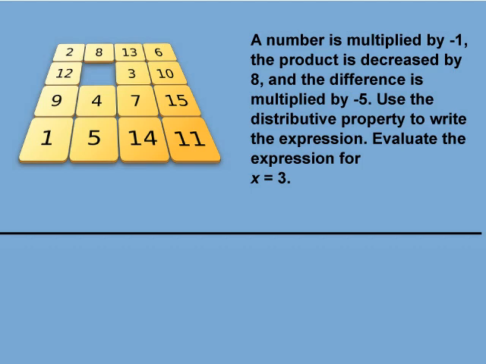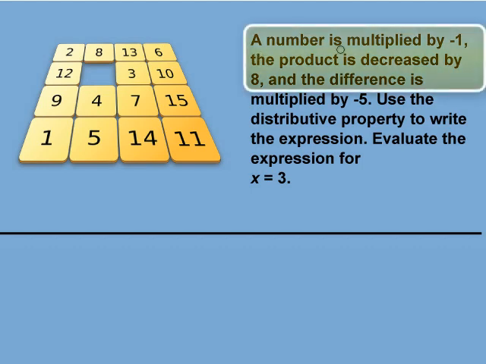A number is multiplied by -1, the product is decreased by 8, and the difference is multiplied by -5. Use the distributive property to write the expression. Evaluate the expression for x equals 3. This is an example of converting words into an algebraic expression. Let's start with this part.